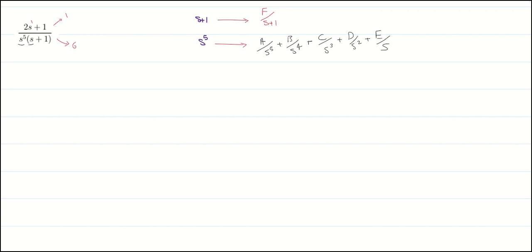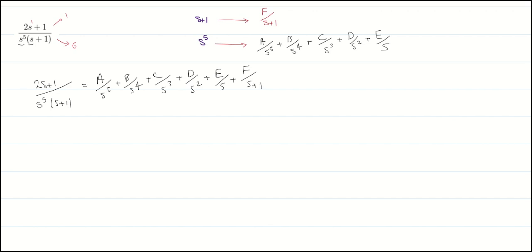Now in the next step, we have to combine these partial fractions together and set them equal to our initial expression. So we can say 2s plus 1 over s to the power of 5 times s plus 1 would be equal to a over s to the power of 5 plus b over s to the power of 4 plus c over s cubed plus d over s squared plus e over s plus f over s plus 1.